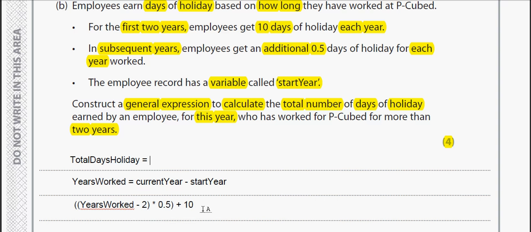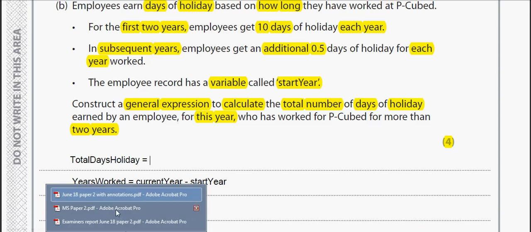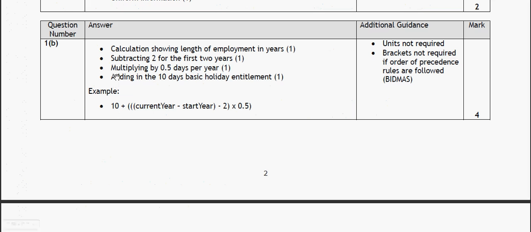You can then ask yourself, is that sensible? Does that sound about right? Well, it's certainly more than 10, and we're getting half a day's holiday for those other 8. Yes, that's correct. So if I show you the mark scheme, you'll see where you get your points. Here you go. So there's an example. They actually added the 10 first. Current year minus start year, so didn't have a separate variable for years worked, but that's not a problem. There's the 2 coming off, and there's the multiplication by 0.5.